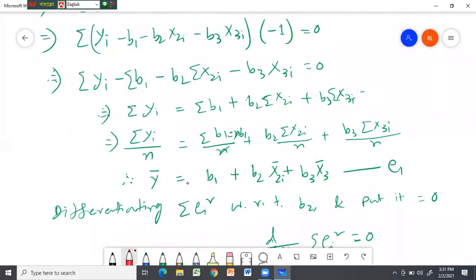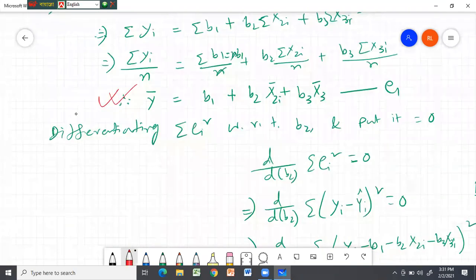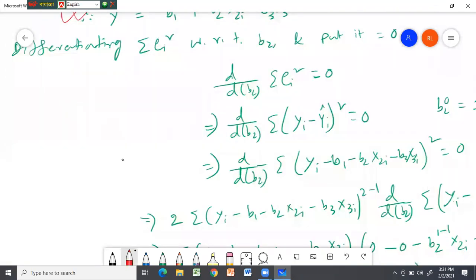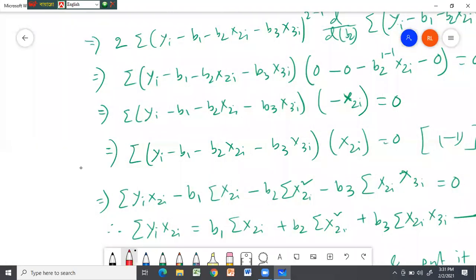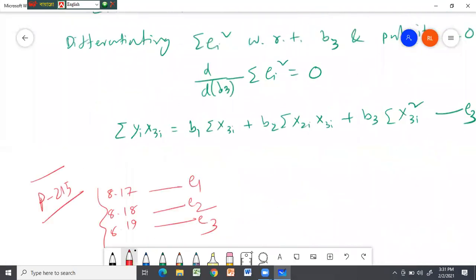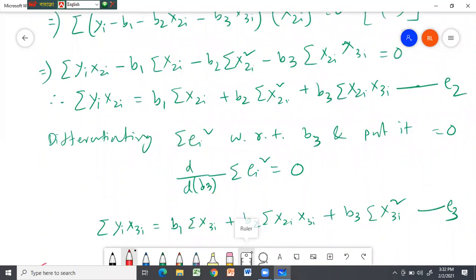So the first one, 8.17, that is my equation number 1, which is here, this one. 8.17 means y bar equal to b1 plus b2 x2 bar plus b3 x3 bar. This is my equation number 1. They have also given it here. And then the second equation, what I have developed, this one, that is their equation number 8.18.